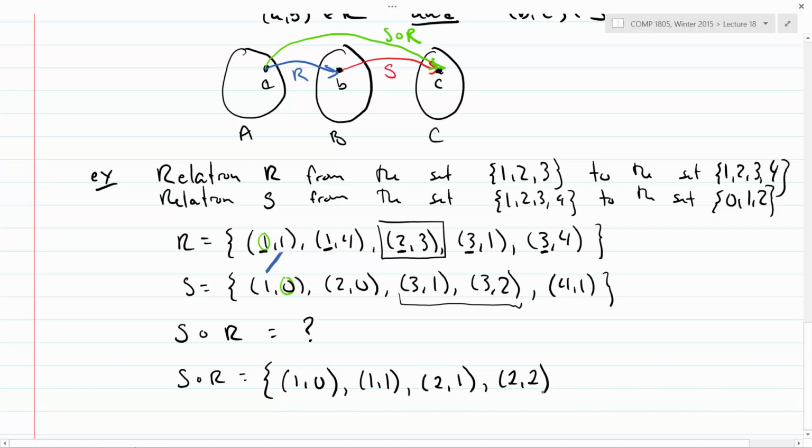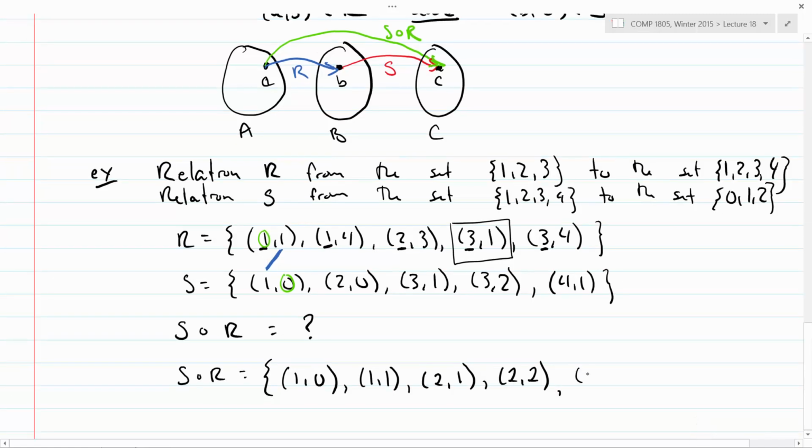Does that make sense? Okay. So that's all that starts with 3, so I'm done with that. And now I'm at 3, 1, so I look for all of the ones in S that start with 1. There's only the 1. I have 3, 1, 1, 0, so I should have 3, 0 in my composition. There's nothing else that starts with 1, so I move on to the next thing, which is 3, 4.